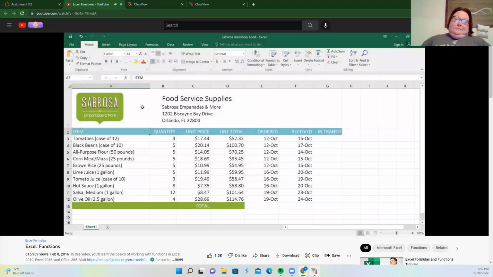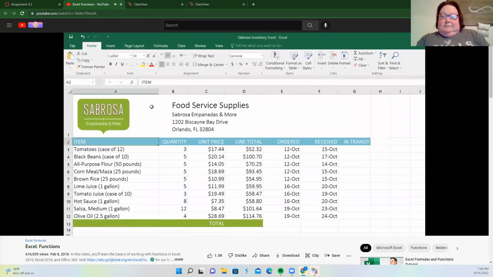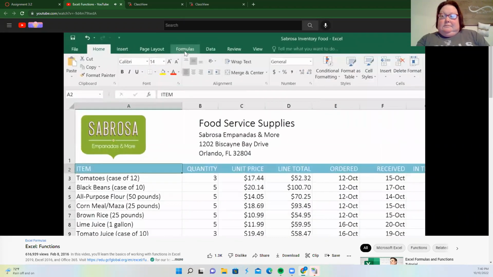Functions are a great time-saving option for calculating data in your worksheet. They can be used in place of formulas when a formula would be too long or just too complicated to write out manually. To access the function library, go to the Formulas tab on the ribbon.